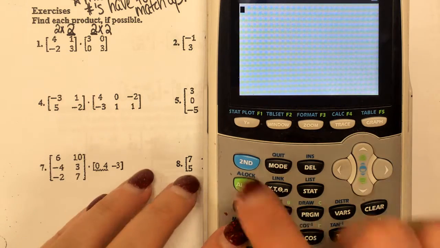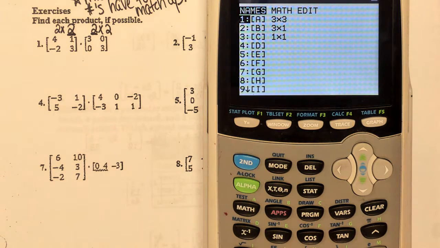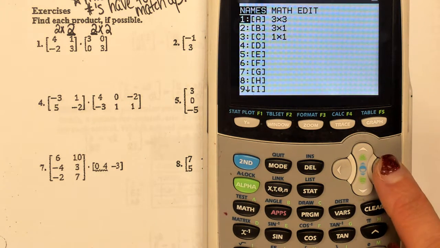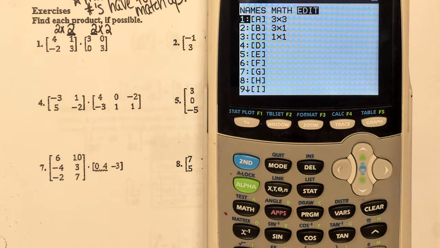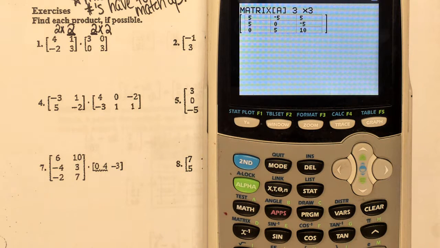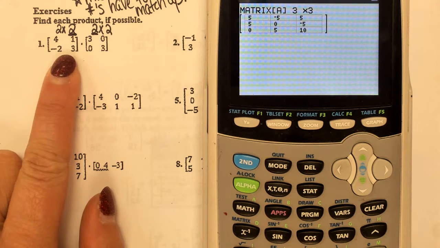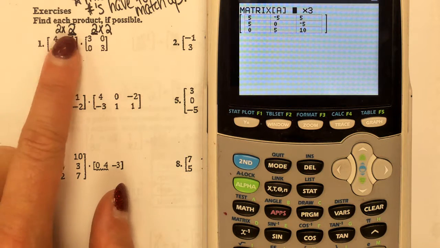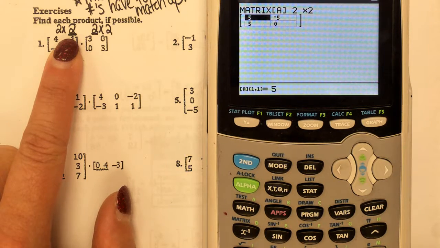Alright, so let's do this again. You hit the second button, and you hit the matrix button, okay? Then you go over to edit. Y'all okay so far? Everybody with me? Off your phones, on your calculator. So you hit enter on the first one. And what's the size of this first one? 2 by 2. Right there, you just wrote it, guys. So you write 2, enter, 2, enter.